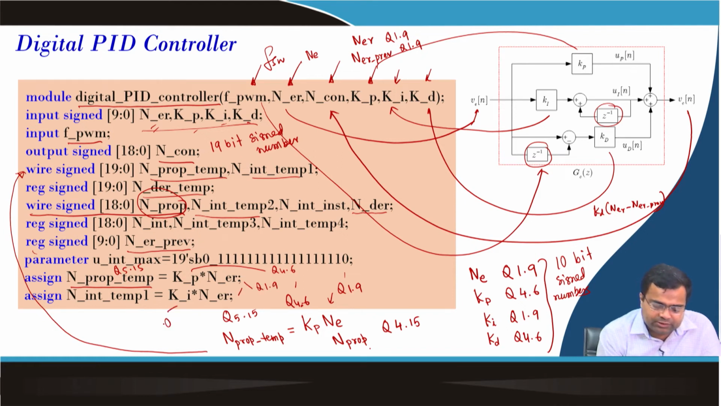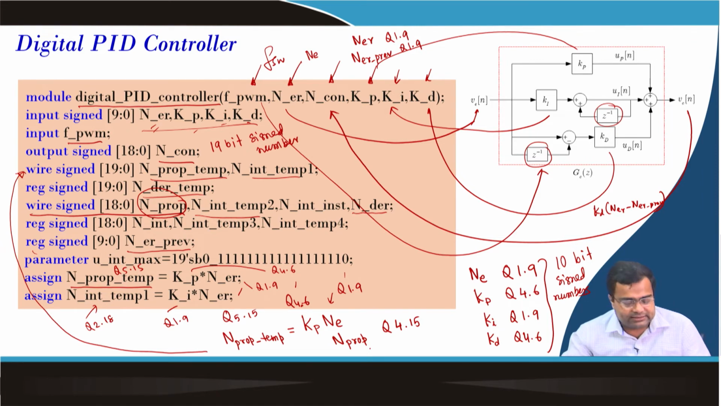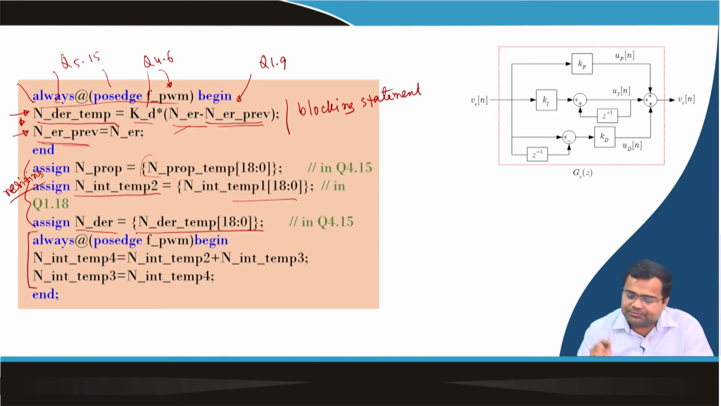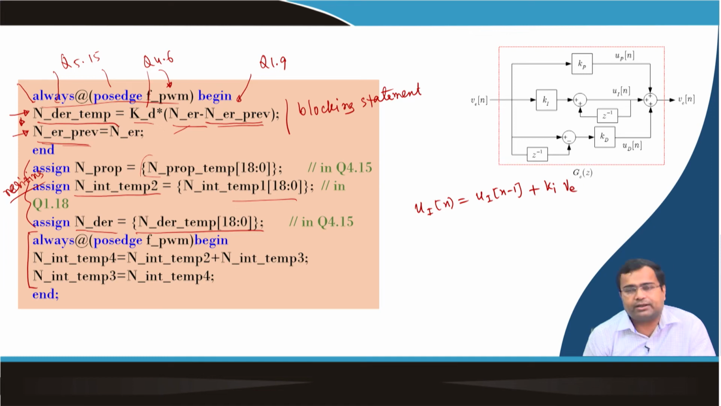What about this Q1.9? So, what will this be? It will be Q2.18. So, we need to resize. That means we need to resize, because we know that u_I[n] will be u_I[n-1] plus k_I into V_error.